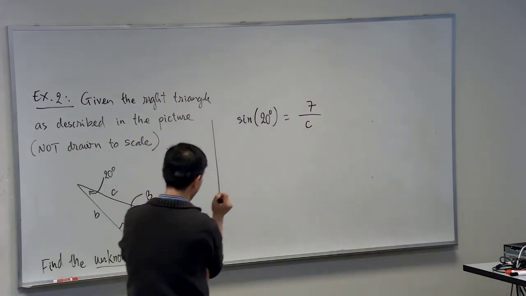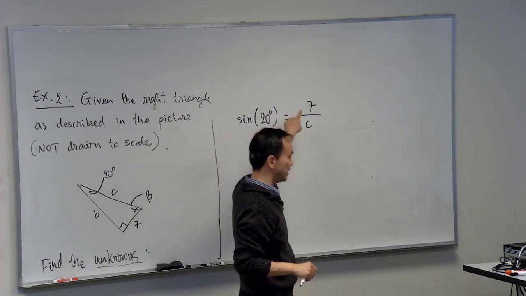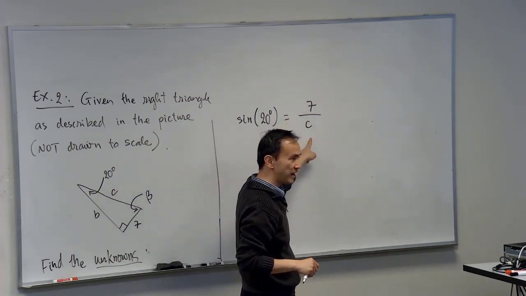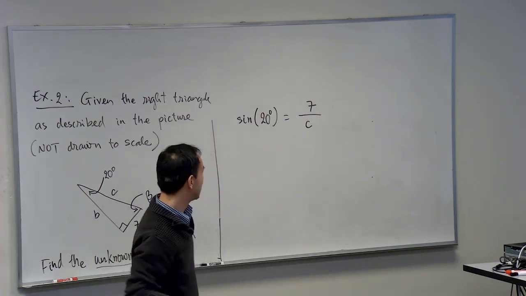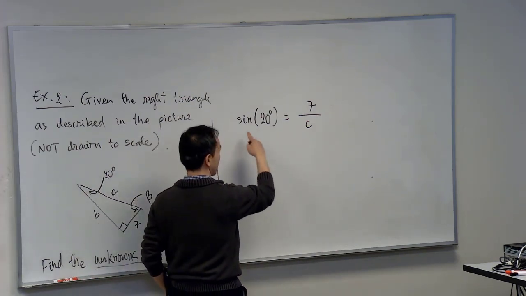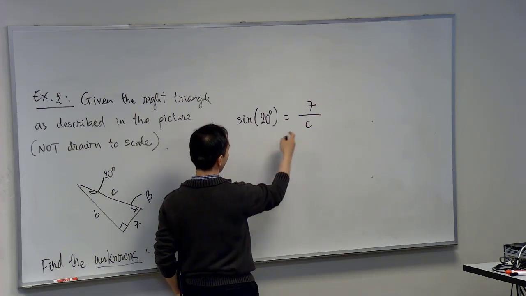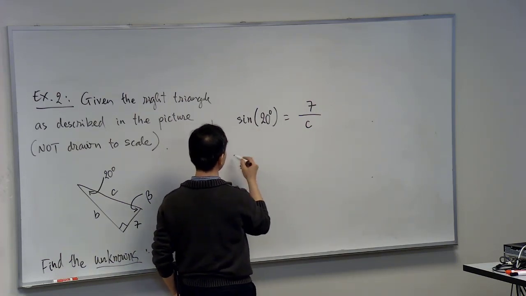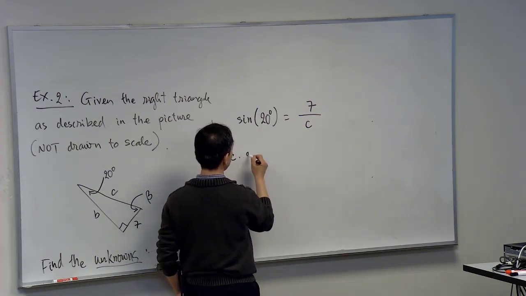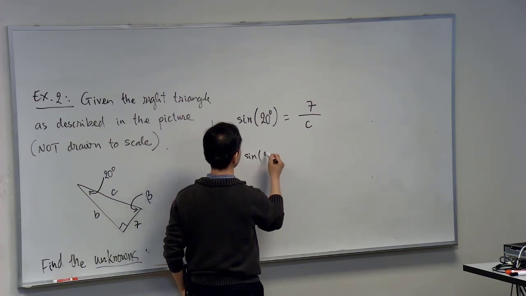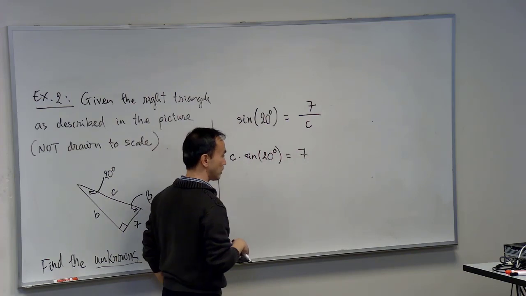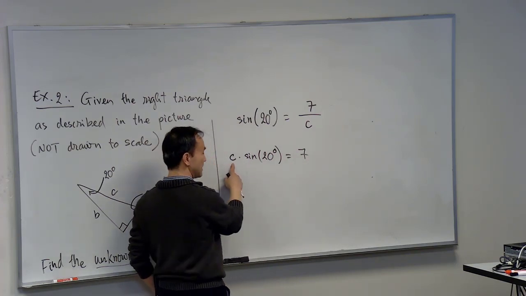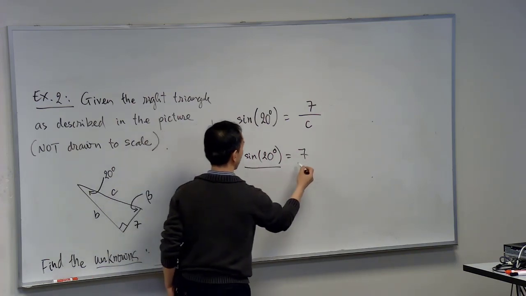So sine of 20 is a known value. 7 is a known value. We need to calculate the unknown C, the hypotenuse for our problem. So that means we can rearrange this equation a little bit, multiplying both sides by C. I'm looking at C times sine of 20 degrees equals 7. We're almost there. We're solving for C, keep in mind. So now I'm going to divide both sides by whatever that comes out to.